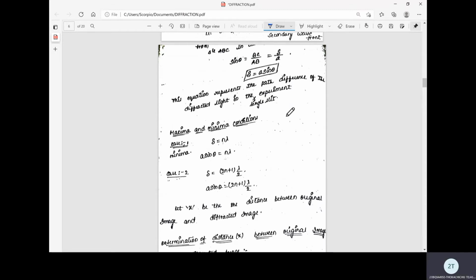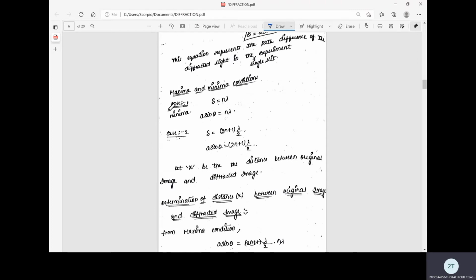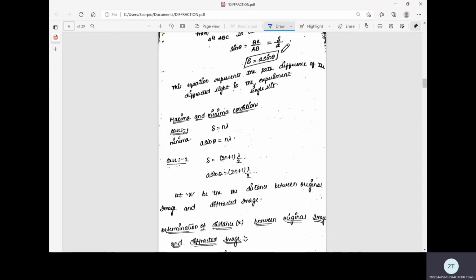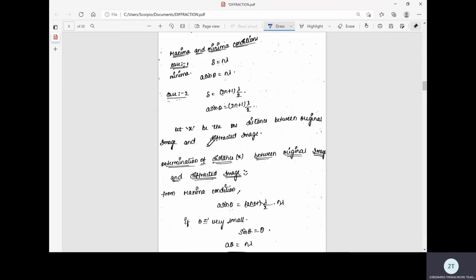Now let's see how it changes in different cases. As we studied in the lesson on interference, there will be maxima and minima. For the path difference to be maximum, it is equal to n lambda. Here the path difference is A sine theta, which we derived. So in case 1, A sine theta equals n lambda, and in case 2, A sine theta equals (2n plus 1) lambda by 2. Case 1 is the condition for maxima, while case 2 is the condition for minima.